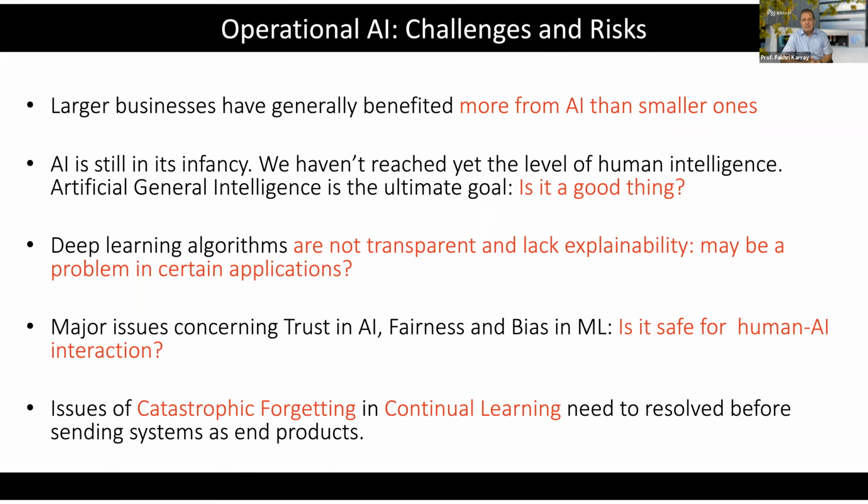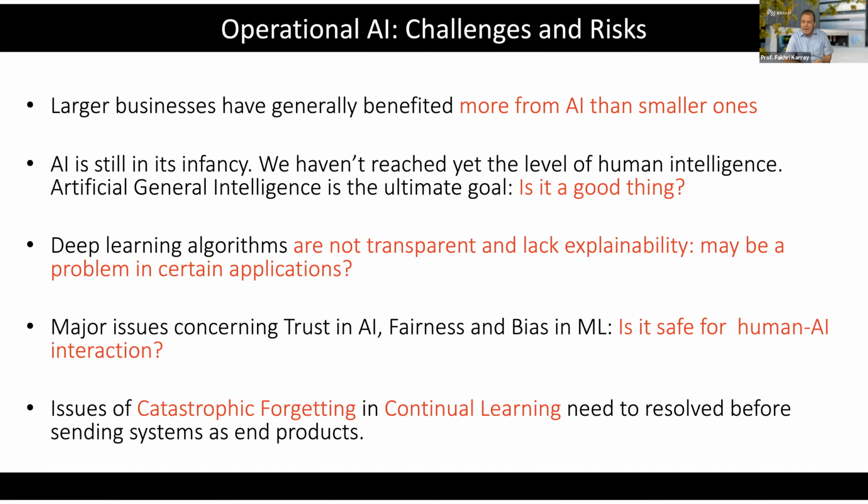And this is a big problem. The explainability of deep learning systems is one aspect that has remained a challenge. There are major issues concerning trust in AI, and fairness and bias in machine learning. So this is also an area that a lot of people are giving a lot of attention nowadays, in the area of ethics, in the area of trust in AI. So there are a lot of issues and a lot of stories for which the outcome has not been beneficial.